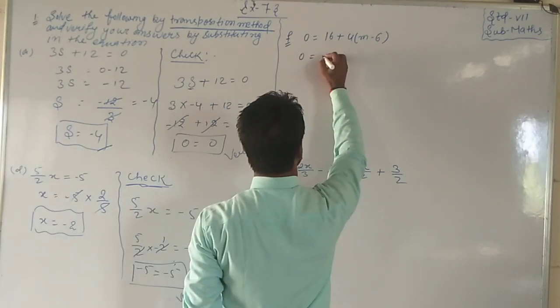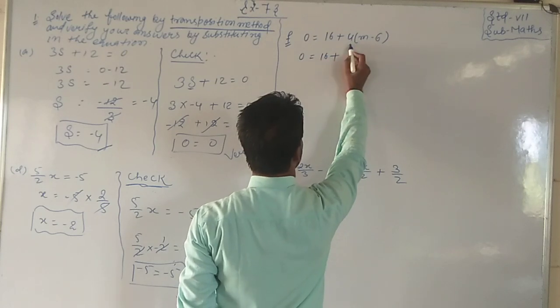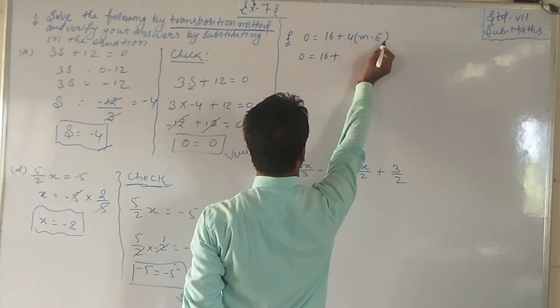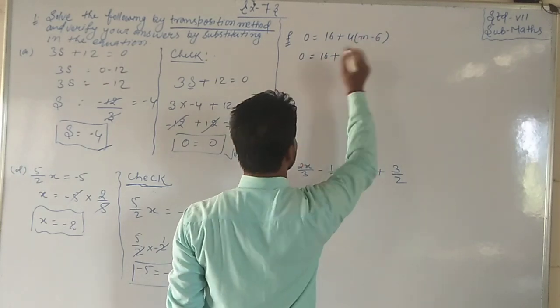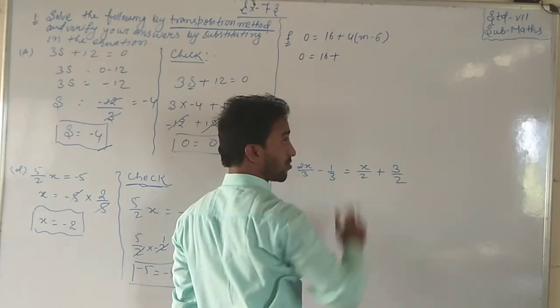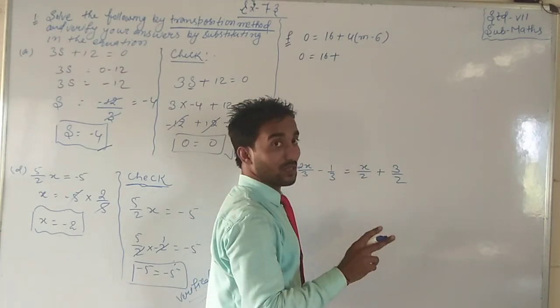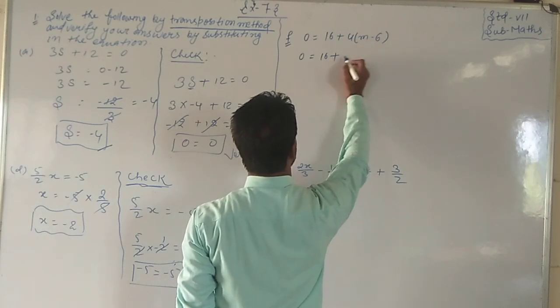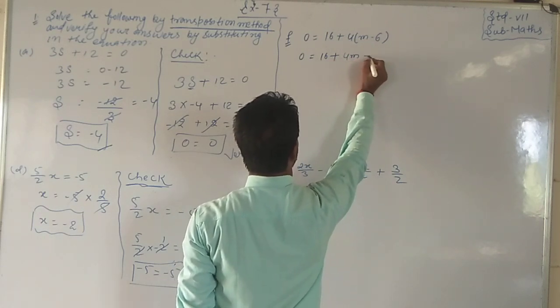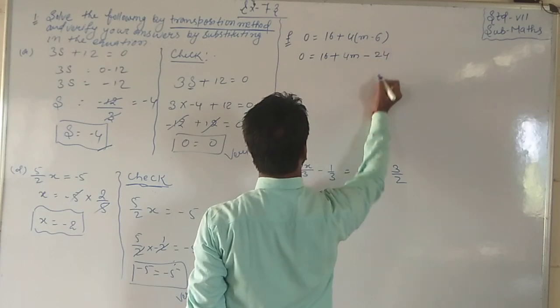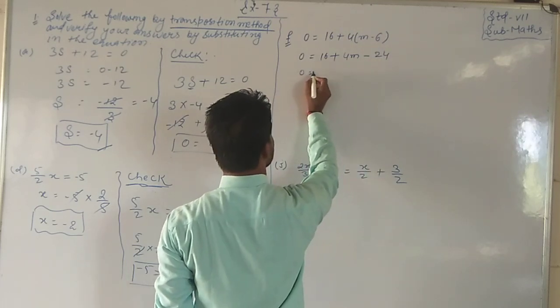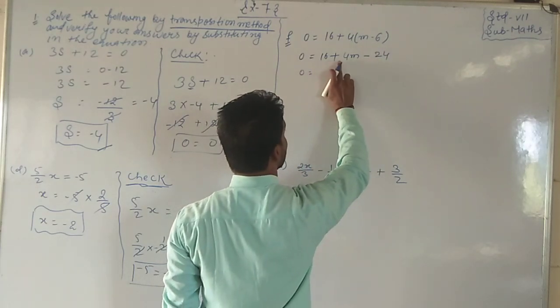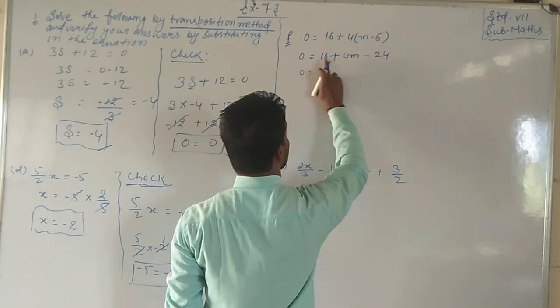0 is equal to 16 plus 4 into (m minus 6). See, m minus 6 is under the bracket and the 4 is outside the bracket. It means both are in multiplication, so this 4 will multiply both. So 4 into m is 4m, minus 4 into 6, 24. Students, see, 0 is equal to 16 plus 4m minus 24.